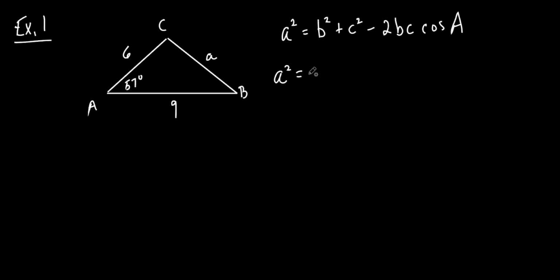So what is side B in this triangle? It's 6. Here's angle B, this is side B. What is 9? Side C. All right, so let's plug everything in.